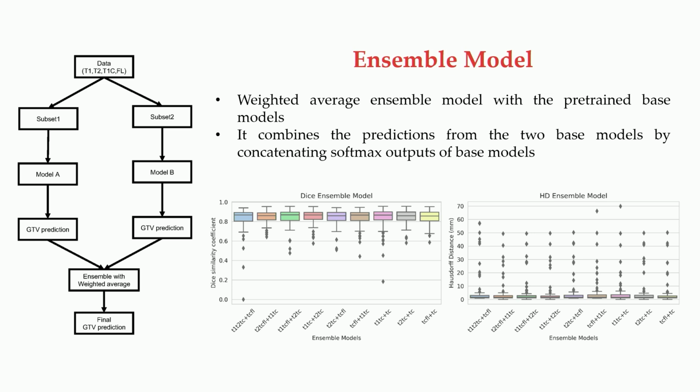So for that we tried ensemble modeling first. For this, we took 2 base models we had trained, combined the softmax output of them, and did the segmentation prediction from that. This shows a little bit of increase in the Dice scores compared to the base models.